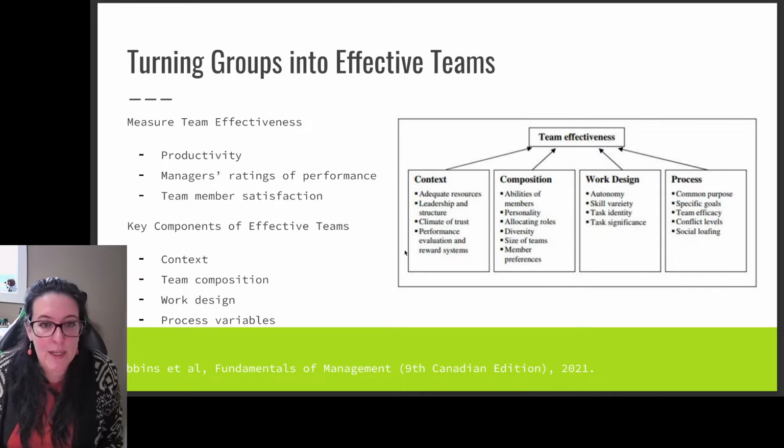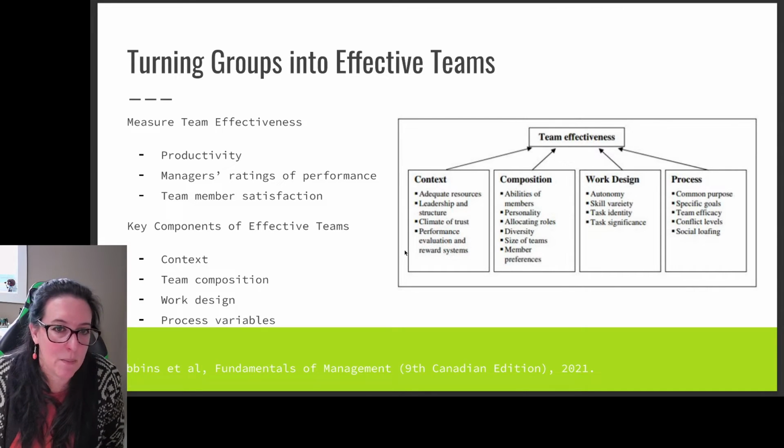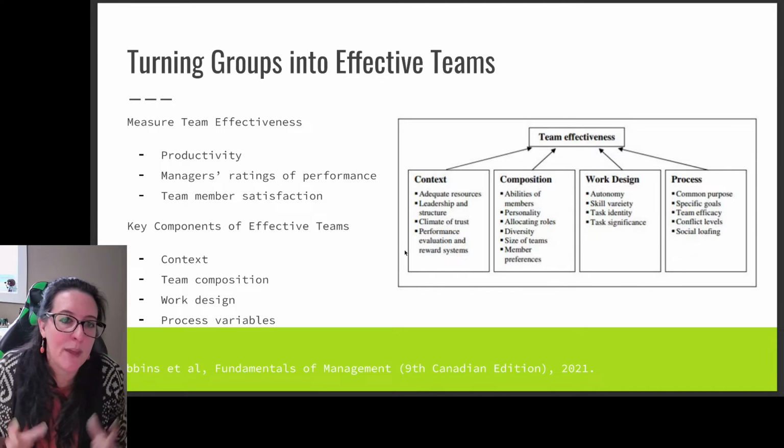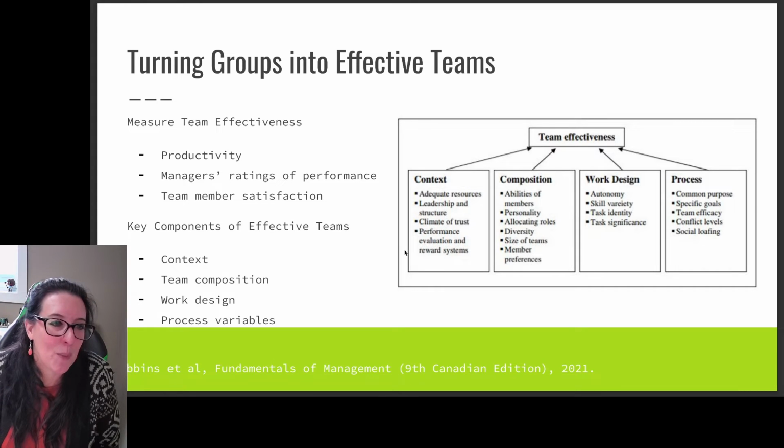We also need to look at the composition of the team. So when we look at the team, we look at the ability of the members. So we're looking at their skills. Do they have the appropriate training? We can look at their personality.